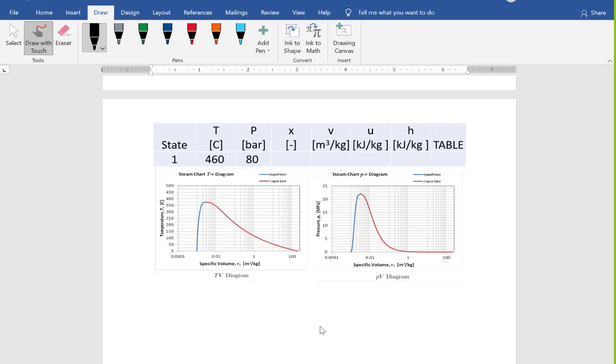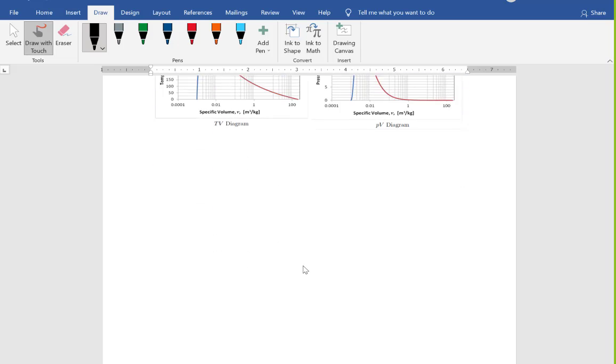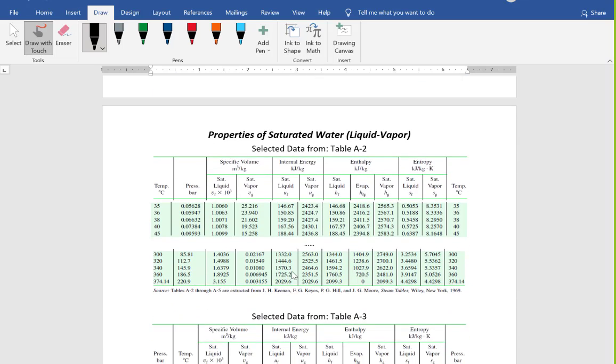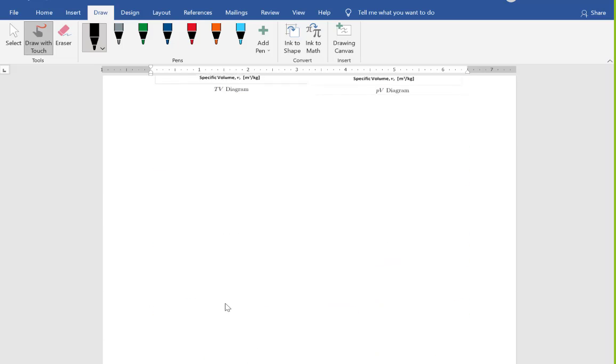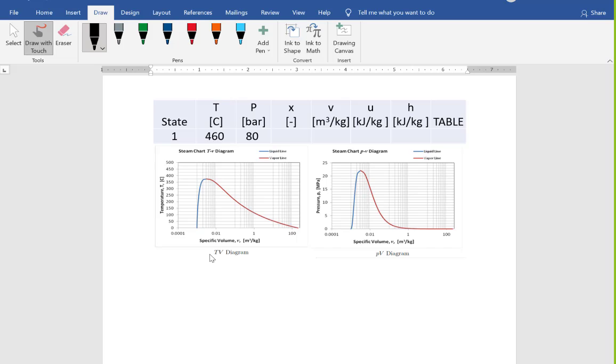So here, because I have temperature and pressure, I'm kind of hoping that I find out that it's not under the vapor dome. So let's see, right? So this is a snip from table A2 and then another snip from table A3. So what I know here is that the temperature is 460.